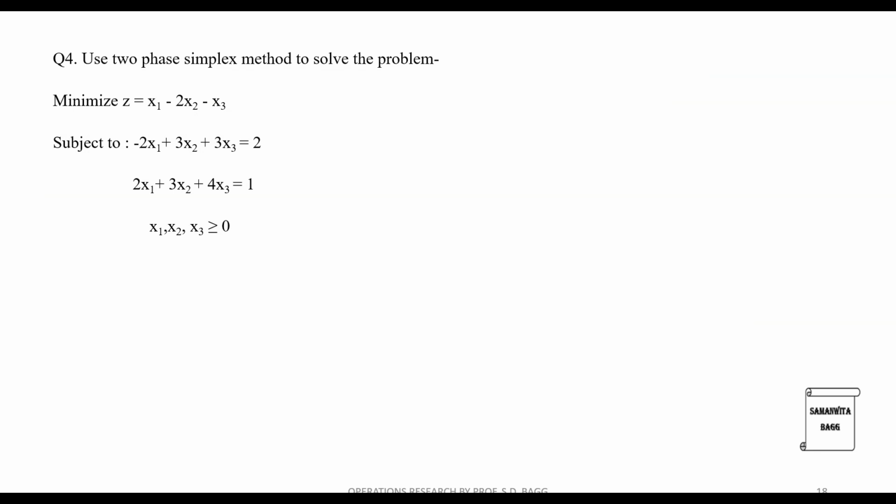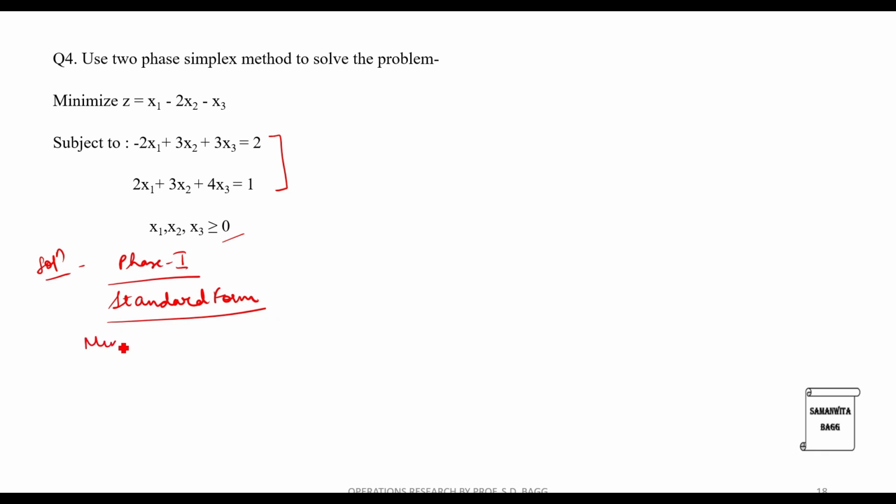Minimize z is equal to x1 minus 2x2 minus x3 subject to these two constraints, and this is the non-negativity constraint. So first thing that we are going to do is write the standard or the canonical form of the problem.